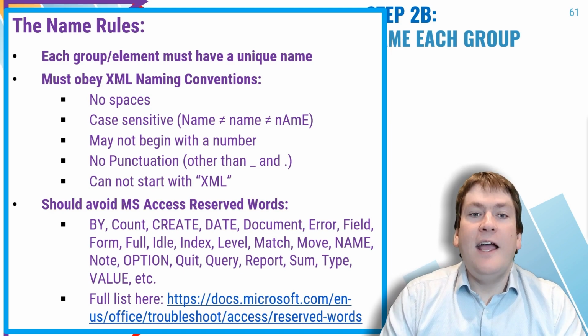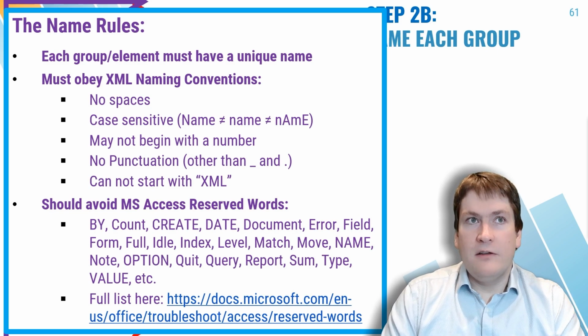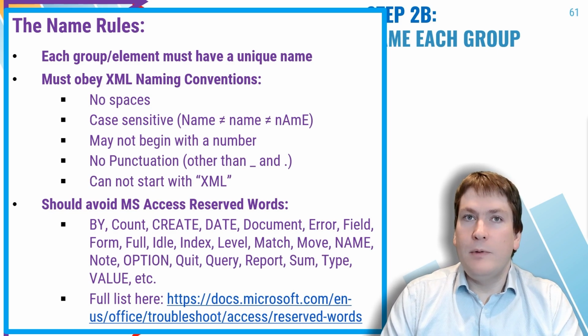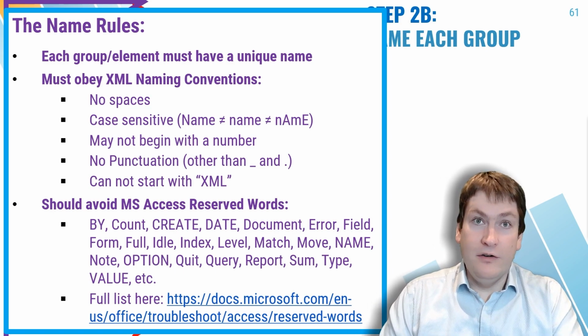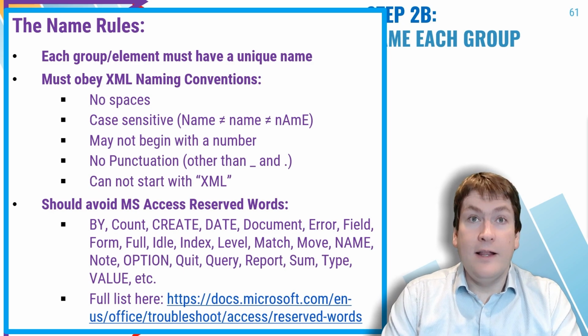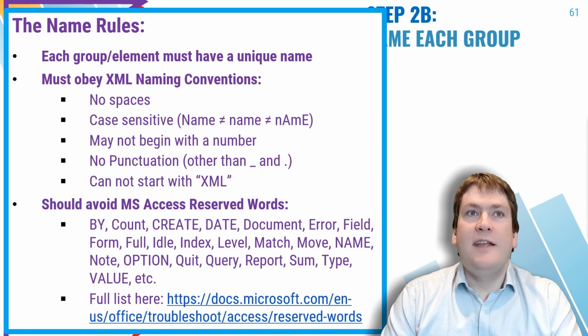The next thing is that it has to obey the XML naming conventions. So those conventions are things like we can't have spaces. So we couldn't have friends, a space, and then the word list. That wouldn't be allowed. There's no white space allowed in our element names. And as I said before, it's case sensitive.